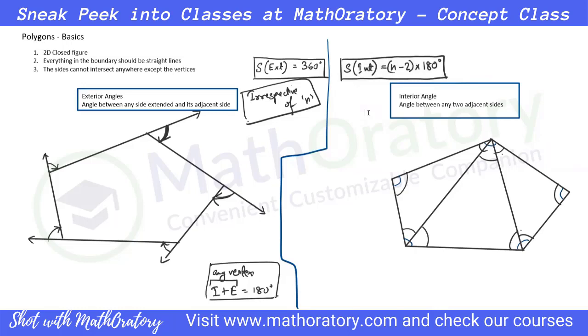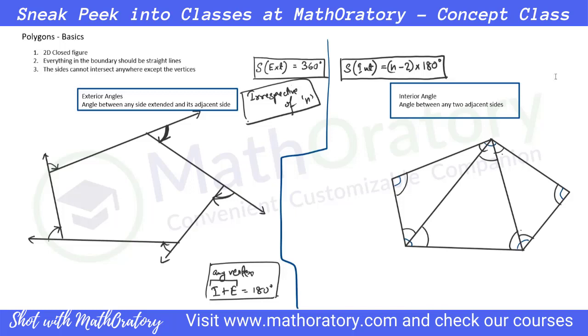I hope you can see that this is not irrespective of n. This depends on the value of n. So depending on the value of n, the sum of interior angles will change in any polygon. You can take an example of a quadrilateral. It has 360 degrees, right? 4 minus 2, so 2 into 180. This was an example of a pentagon.